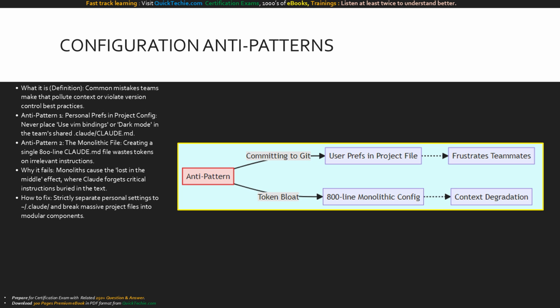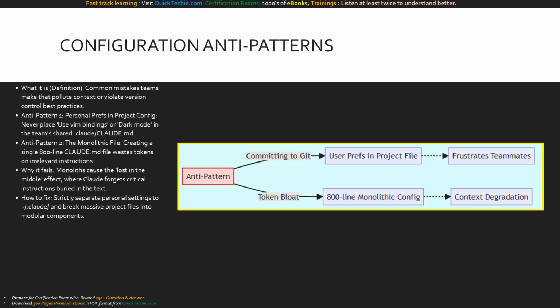The second massive anti-pattern is the monolithic file. Writing an 800-line Claude.md file that covers everything from database migrations to CSS naming conventions is a disaster. It bloats the context window and triggers the lost in the middle effect, meaning Claude will simply ignore the rules buried in the center of the file. You must keep your configurations lean and modular.